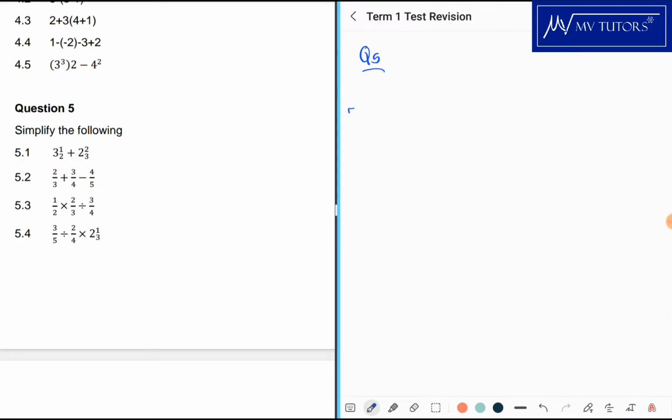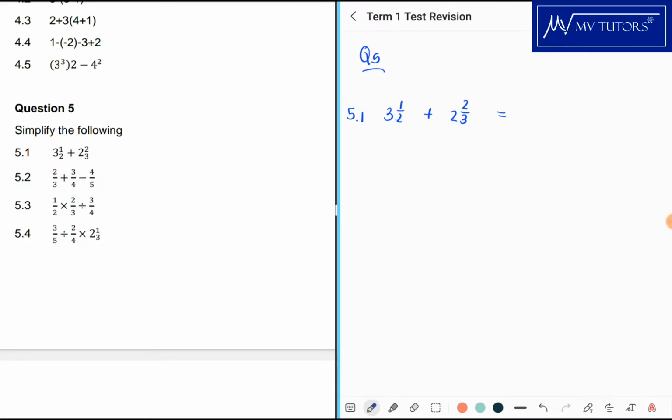Simplify the following. So we have 5.1. Now we have mixed fractions and we are adding them. I love fractions. I hope you can remember from the video I made how passionate I am about fractions. So for 5.1, we have 3 and 1/2, right? And we have 2 and 2/3. So basically we need to add the two. We have a mixed fraction. We're going to make it improper.